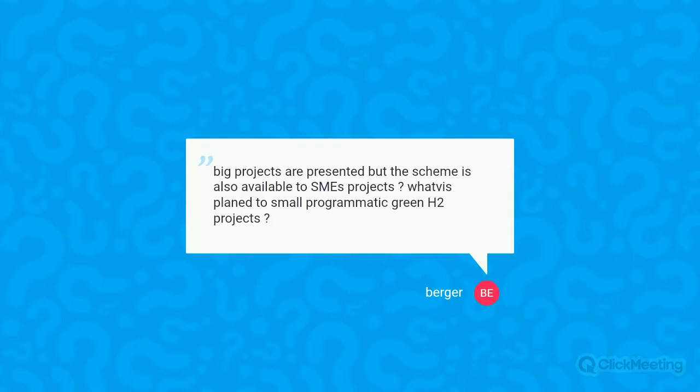Big projects are presented, but the scheme is also available to SME projects. What is planned for small pragmatic green hydrogen projects? But I personally think that we opened the scheme to everybody. I think you can say that Air Products and Air Liquide are the big industrial gas companies and the incumbents. AkzoNobel, for sure, is not an SME, but they are a rather new party within green hydrogen production, even though they've already been in the hydrogen business for quite a while. Uniper, I think, is also a split off, so it's not an SME, but it's at least a new party. Colruyt Group is also a new actor. And if you can see, many of the electrolyzer companies like Hydrogenics are involved in those projects.